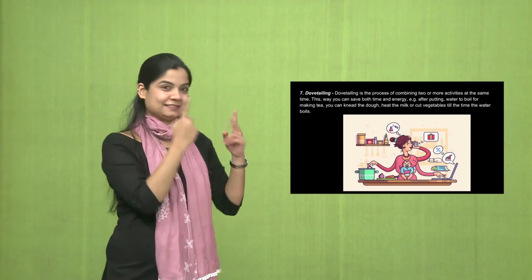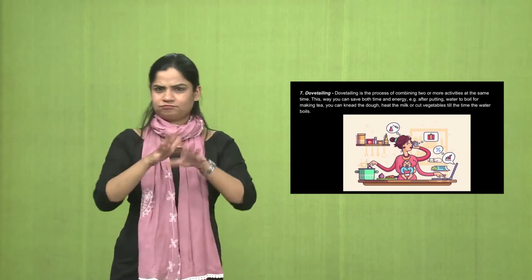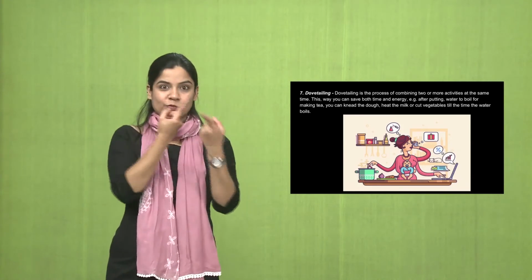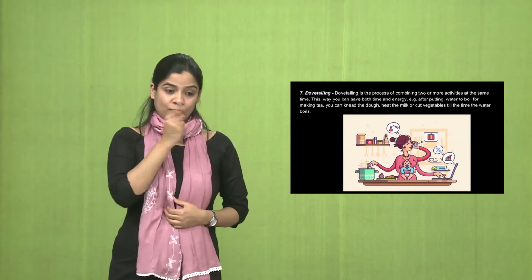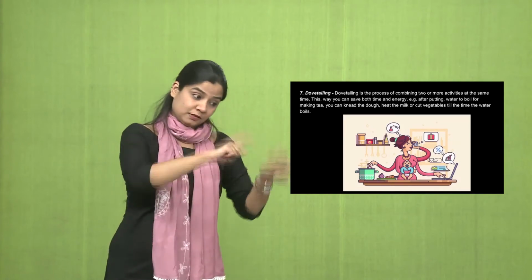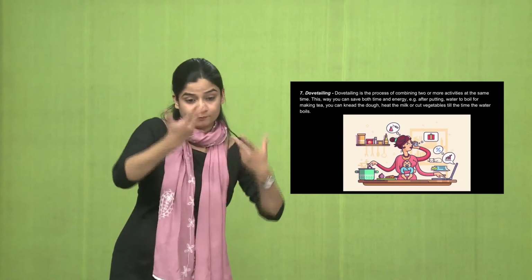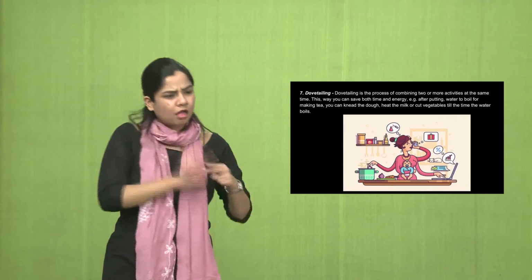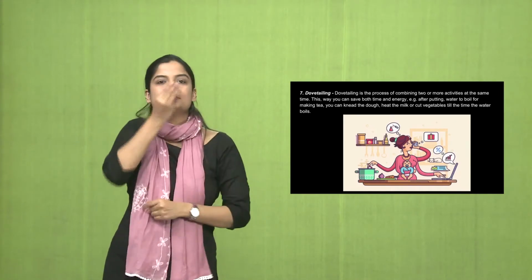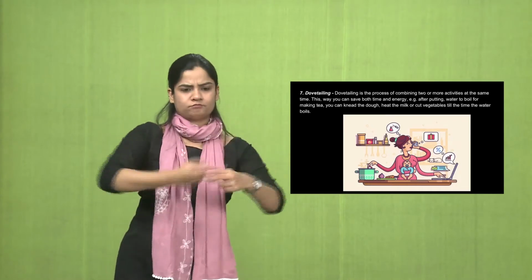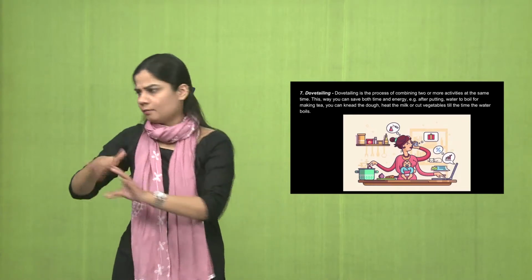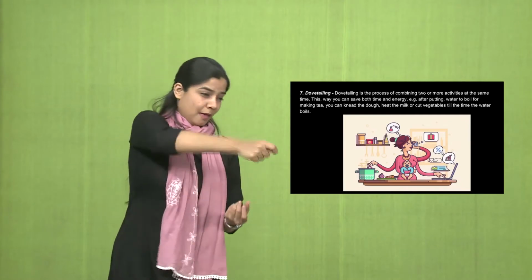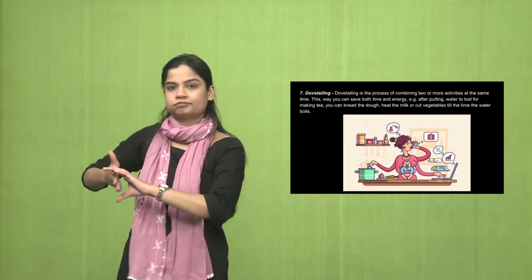Number 7, as you can see in the picture, dovetailing. The woman is taking up a lot of roles at the same time. In the kitchen, dovetailing is a process of combining 2 or more activities at the same time. For example, kneading the flour, cooking eggs and making tea. All this can be done at the same time instead of doing it at different times and wasting a lot of time. You can manage your work, combining 2 or more activities together at the time.